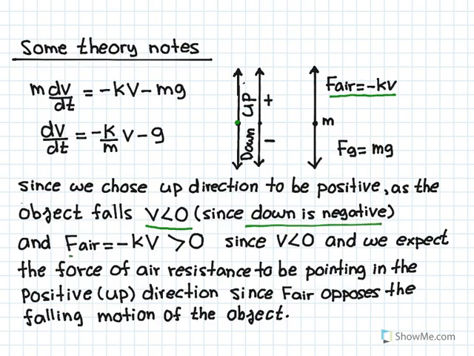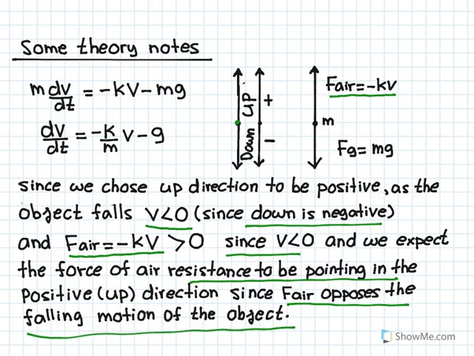So the force of air resistance is equal to minus kV. Why is this a positive quantity? It's because the velocity is negative, and a double negative becomes a positive. So since velocity is negative, we expect the force of air resistance to be pointing in the positive direction, because the force of air resistance opposes the falling motion of the object.